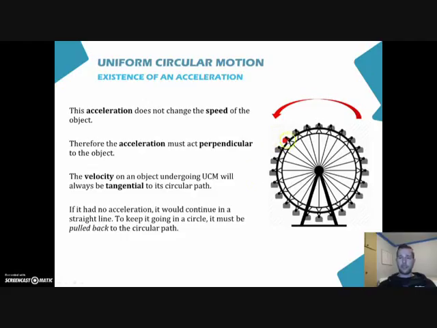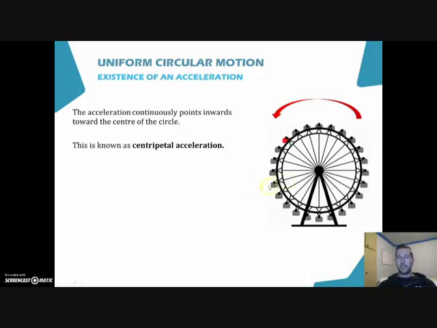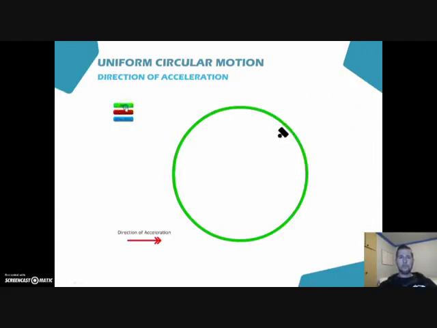Now, if this particular Ferris wheel carriage did not have any acceleration whilst traveling in a circle, it would continue in a straight line. What the acceleration does, due to a force, is to pull it back on its circular path. Now, this acceleration that continuously points inwards towards the center of the circle is known as centripetal acceleration. So we can see here that the acceleration is always towards the center of the circle. And we can also see that the magnitude of the acceleration is constant.